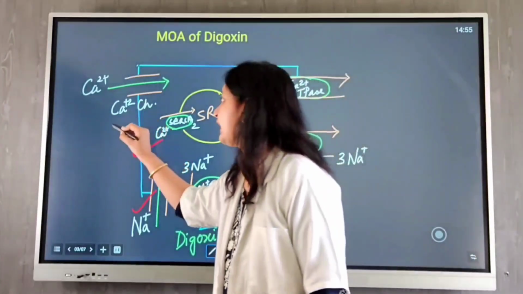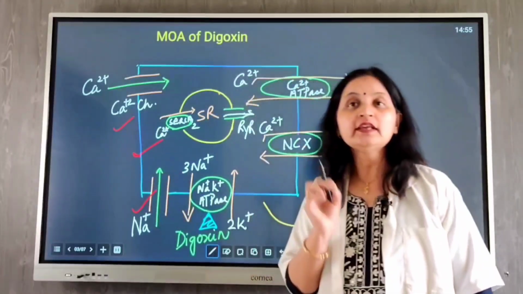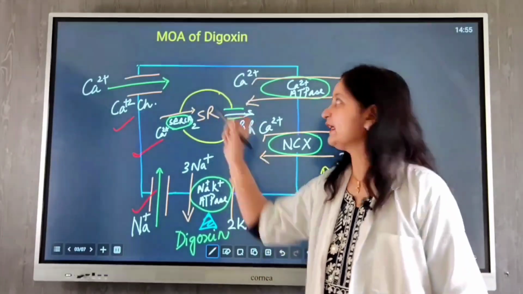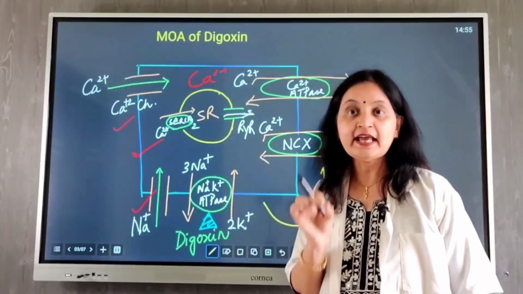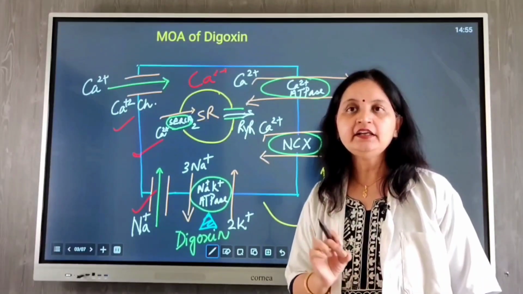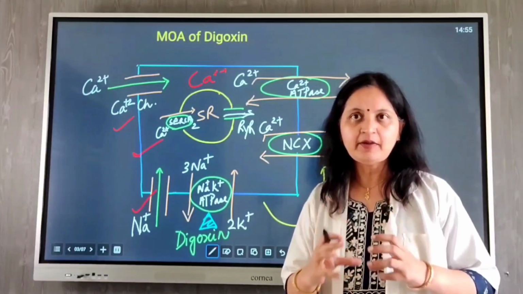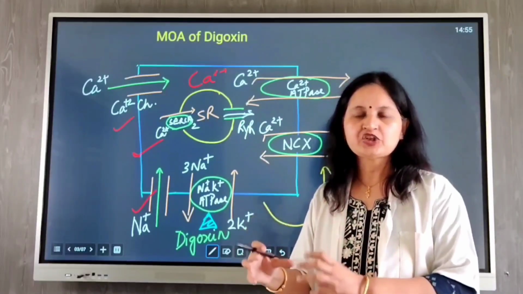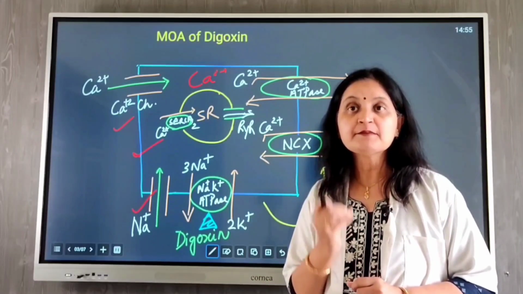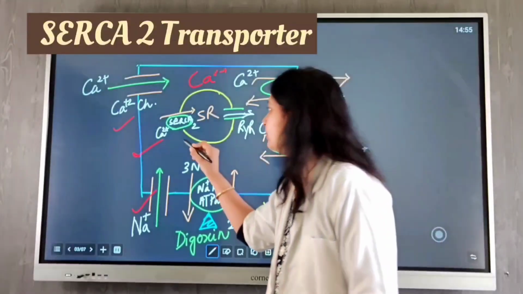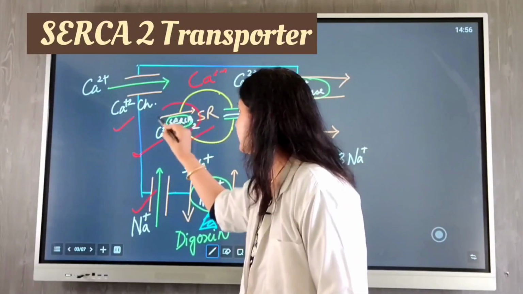cell via L-type calcium channels. So this increases the cytosolic calcium, and calcium binds to troponin C, and this activates the interaction between actin and myosin, causing contraction. Now during diastole, the excessive calcium is pumped back into the sarcoplasmic reticulum via SERCA2.